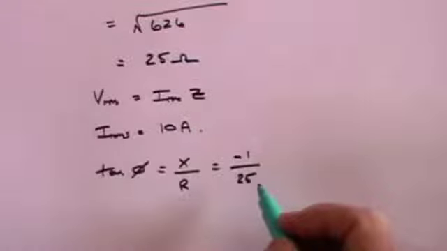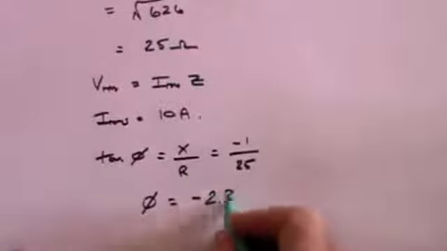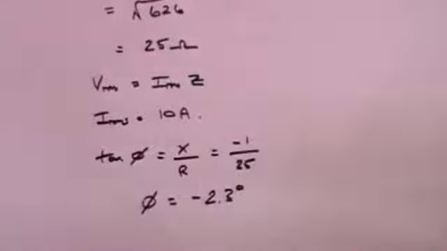the current will lead the voltage, or the voltage will lag behind the current. It has a capacitive effect, and phi is minus 2.3 degrees. So it's a very small angle, so the current will barely lead the voltage at all, but only just. The current will be just ahead of the voltage in this particular circuit.